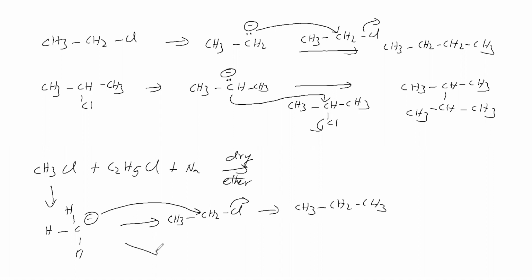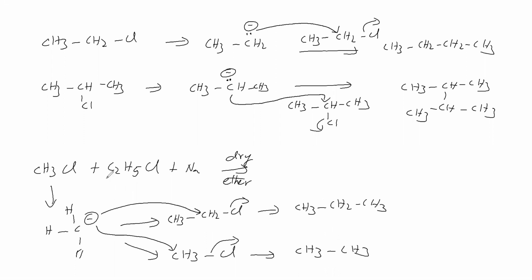Another possibility is that this carbanion can attack another methyl chloride. This C minus will attack this C, and the bond will leave. Therefore, we will get ethane as one product. So if methyl chloride becomes a carbanion, the two possibilities are n-propane and ethane.